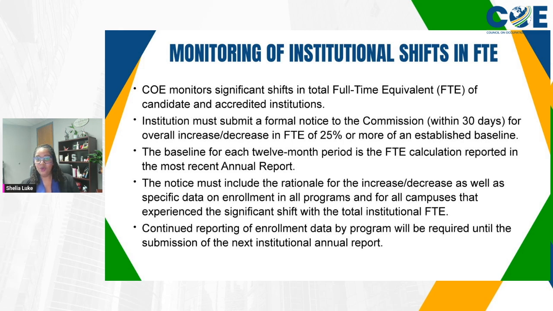And so, like many of our forms, this form may be found on the COE website under the Resources tab in the Applications and Forms section. Now, when filling out the form, you should include a rationale for the increase or decrease, as well as include specific data and documentation about the enrollment in all programs at all of your campuses that experienced a significant shift in FTE. You then will be required to report on enrollment data by program until the next submission of your annual report.